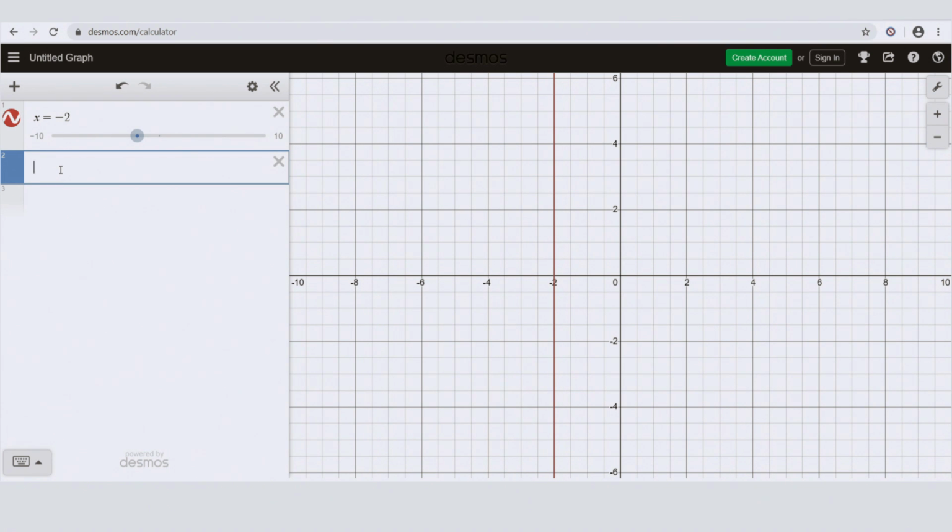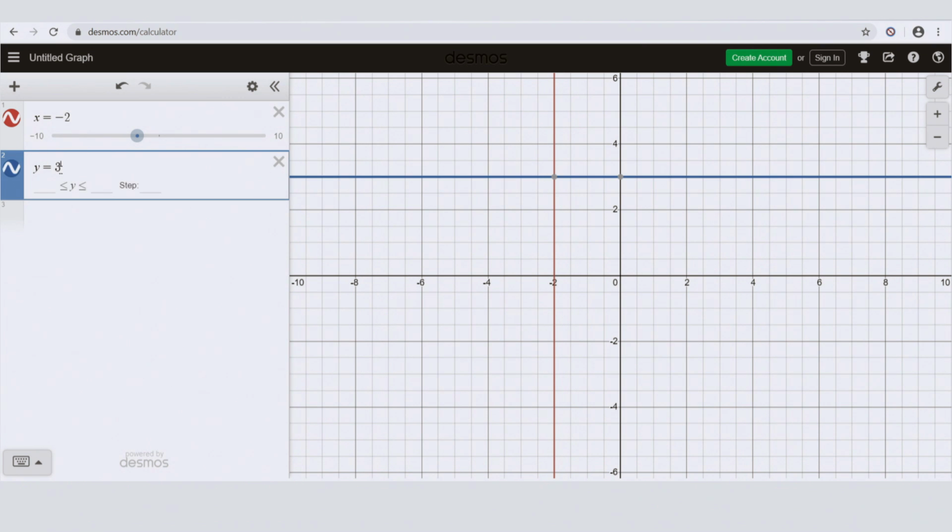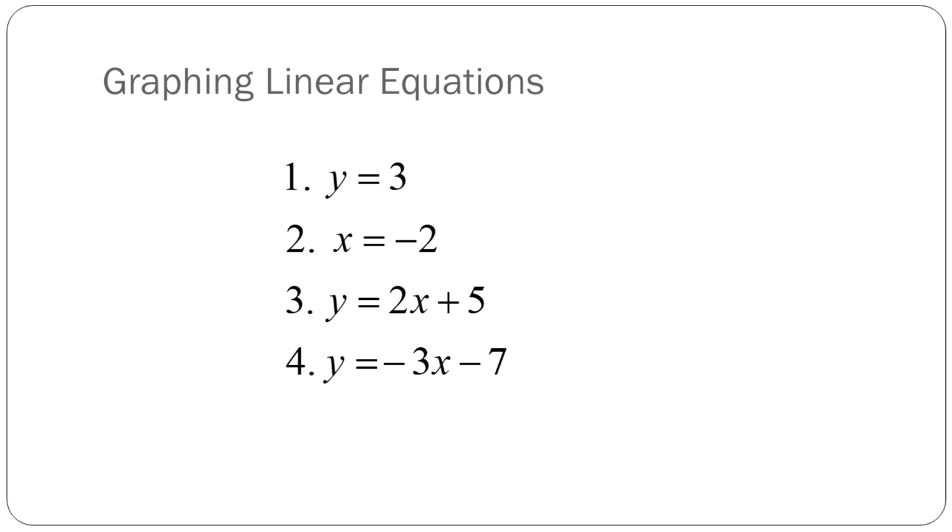Now to type another linear equation, you click right below here. And the second one we're going to experiment with is y is equal to 3. And there you have it. Here, the blue line demonstrates our second linear graph. Now, I would like you to experiment with those on your screen.